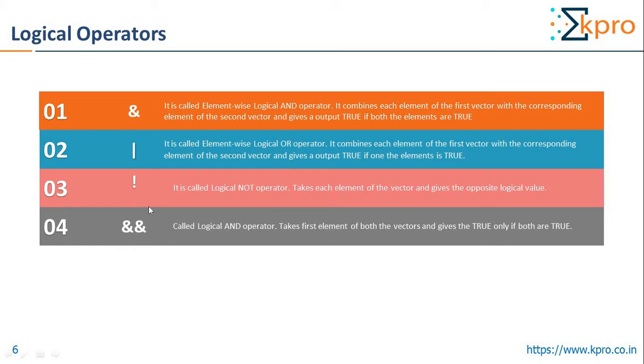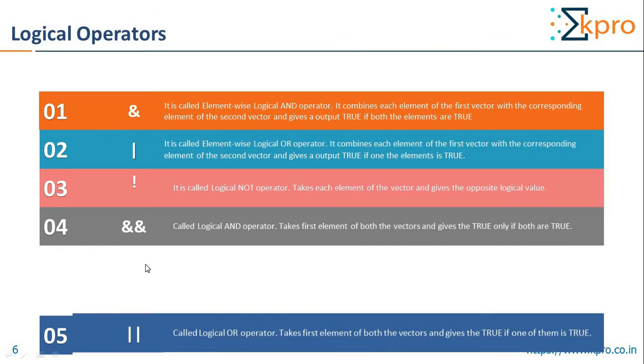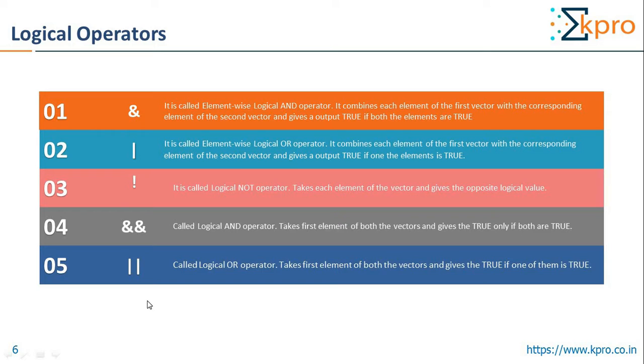The next in the list is the logical AND operator. It takes the first element of both vectors, compares them, and gives true if both of the elements are true. It doesn't compare the rest of the elements of the vectors. The next is the logical OR operator. It also takes the first element of both vectors, compares them, and if one of the elements is true, it returns true. Like the logical AND operator, it also doesn't take the other elements of the vectors into consideration.